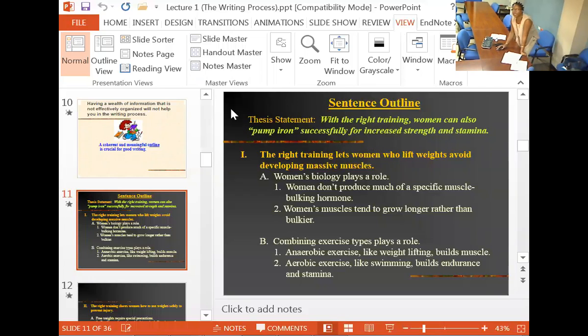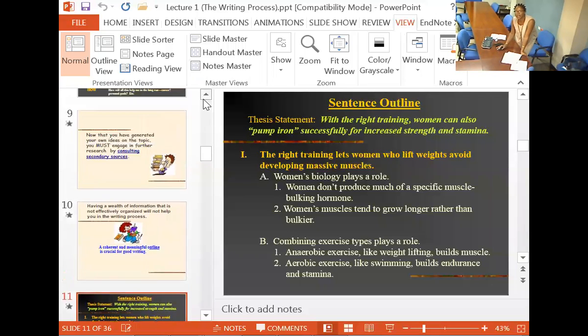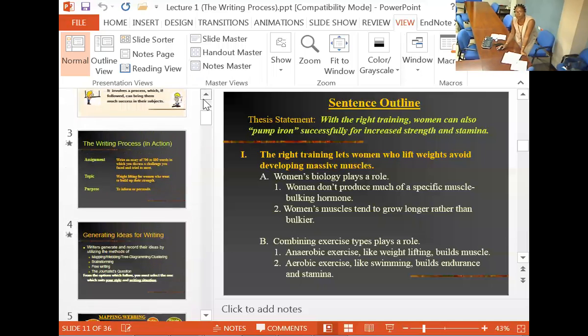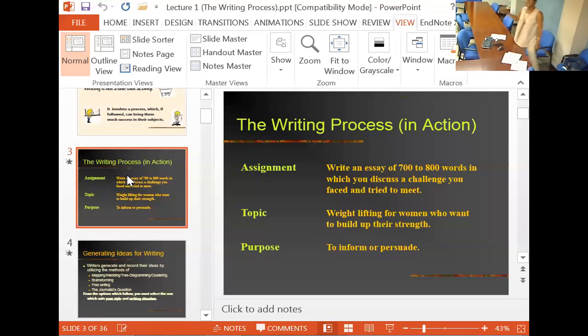All right? And remember earlier, let's go back a few slides. The assignment was write an essay of 700 to 800 words in which you discuss a challenge you faced and tried to meet. So would the challenge be weightlifting? Yes. Right, so in this case, the challenge would be weightlifting. And the topic was further narrowed. So this is the assignment given, and what the person chose to do was weightlifting for women who want to build their strength. And then she further narrowed that.